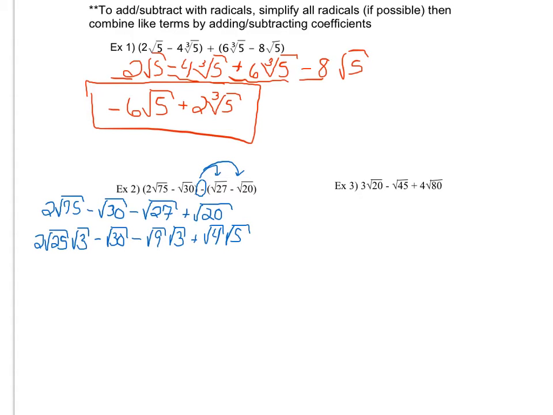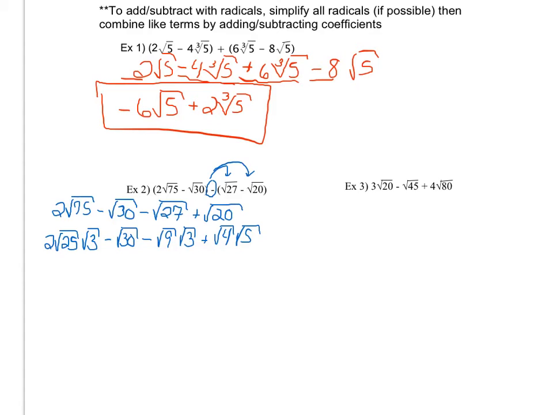So radical 25 is going to become 5. So I'll have 2, 5, and I know when two things are written right next to each other, it means multiply. So I'm going to have 10 radical 3 minus radical 30. Radical 9 I know will become just 3, so I'm going to have 3 radical 3. And radical 4 will become just 2 radical 5.